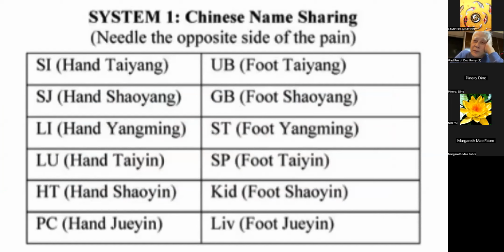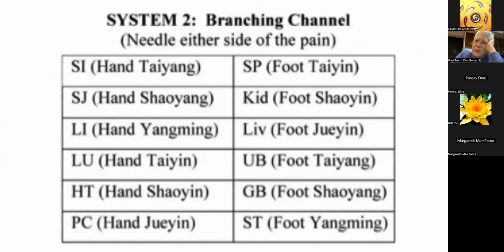Okay, let's go to system 2. Branching. What will balance LI? Pericardium. Liver na. Branching po. Liver. That is Yang Ming. Yang Ming and Jueyin po magkasama nun. Liver, tama. Liver po ang balance sa system 2 because Jueyin and Yang Ming ang magiging magkatapat.